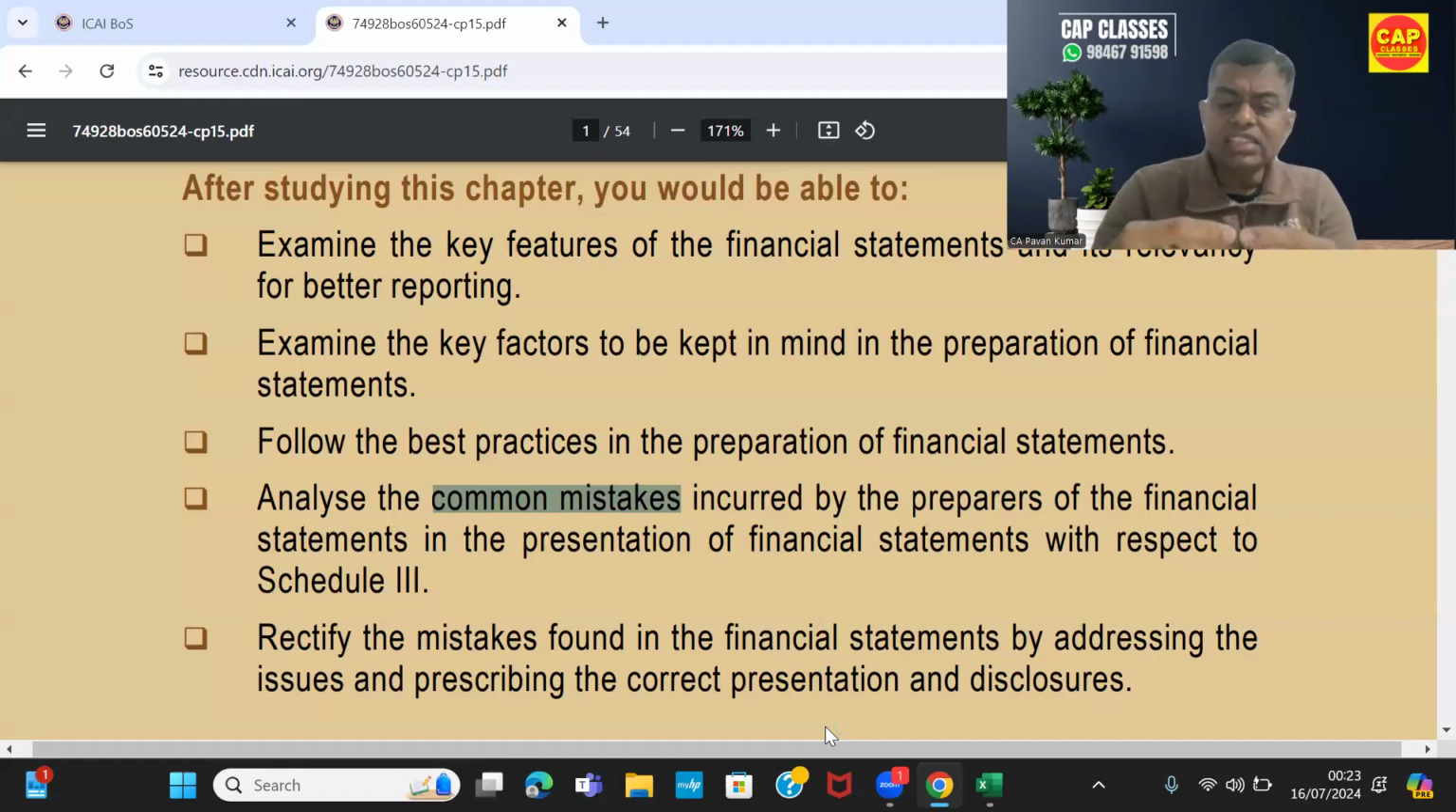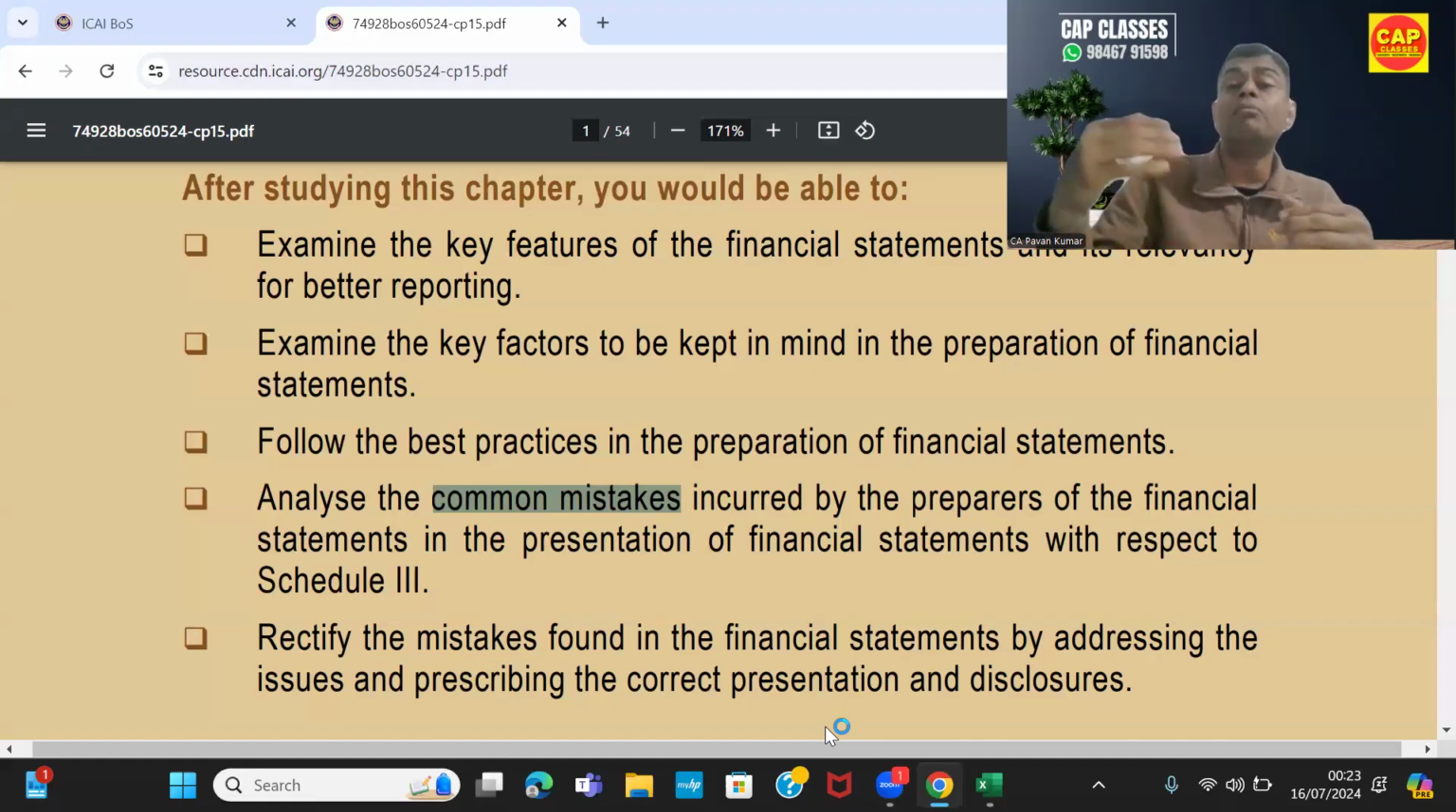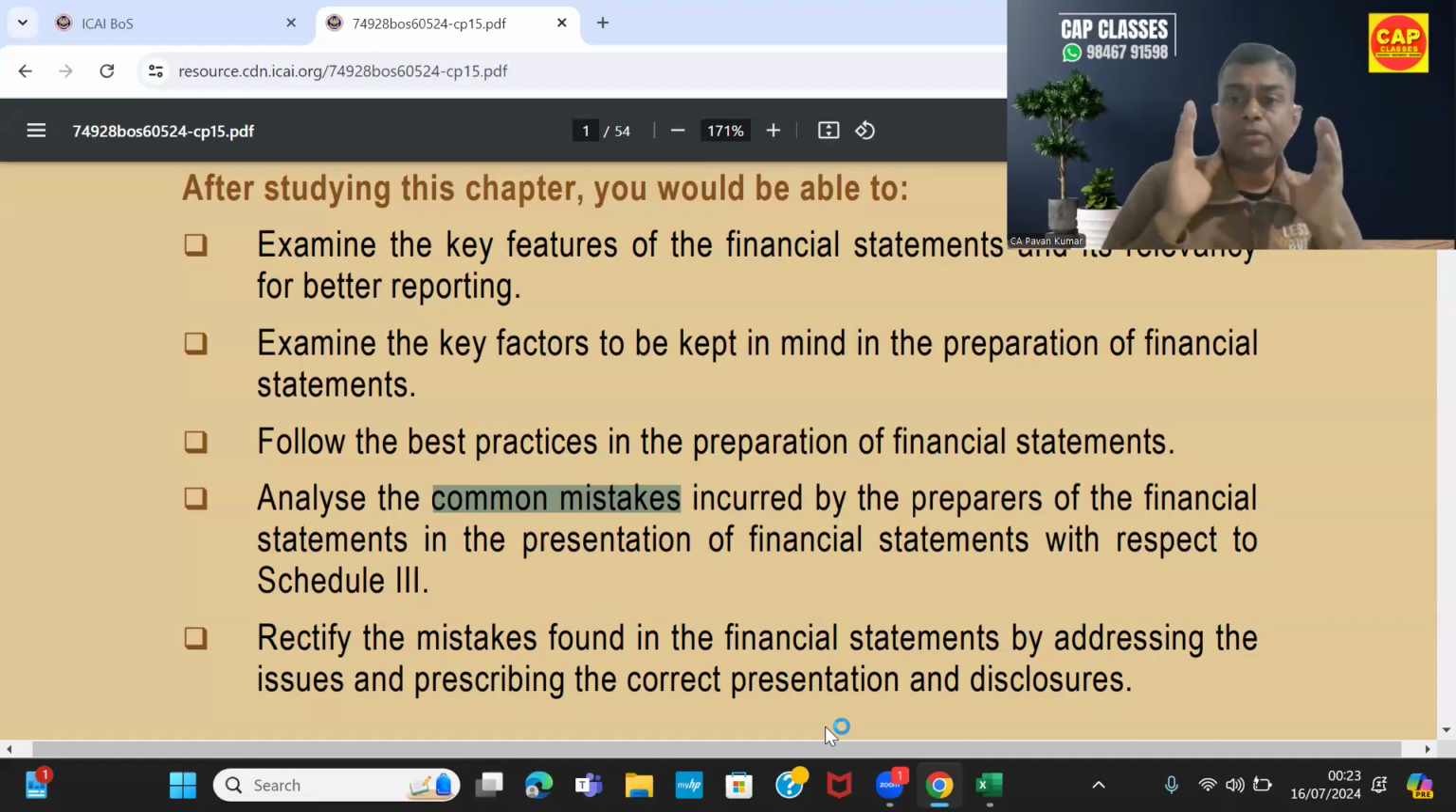But there it is in passing a journal entry. In foundation, it is about passing a journal entry and you will pass a rectification entry. Here, it is about treatment of an item. It is not just passing a journal entry. It is a little above, higher level. So chapter 15 is about identifying common mistakes and rectifying the mistakes. That's it. You need to correct it.